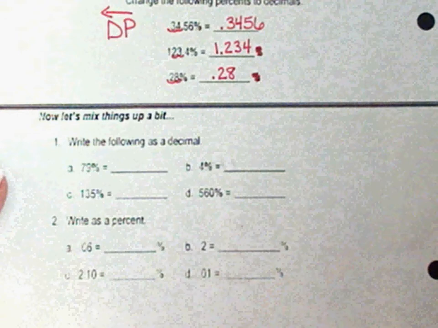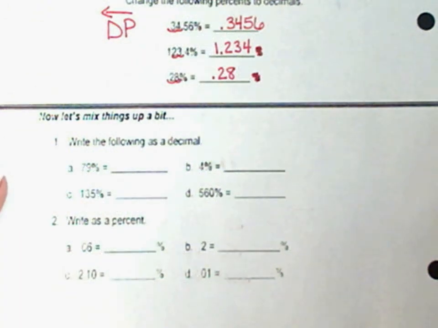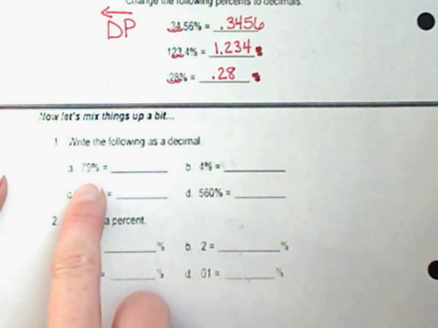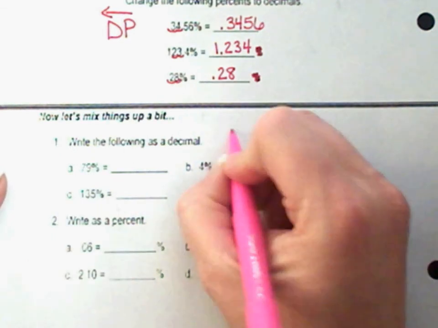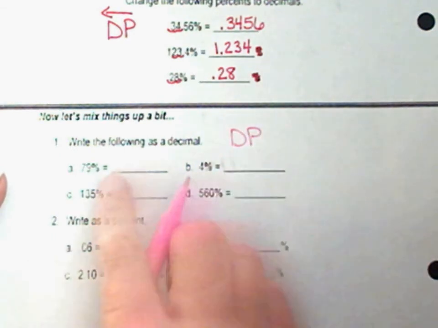123.4% from a percent to a decimal. Go left, 1, 2. It's 1.234. 28%, we don't see a decimal, but it's right behind the 8. So I'm going to move it 1, 2. 0.28. We're going to have you try some.